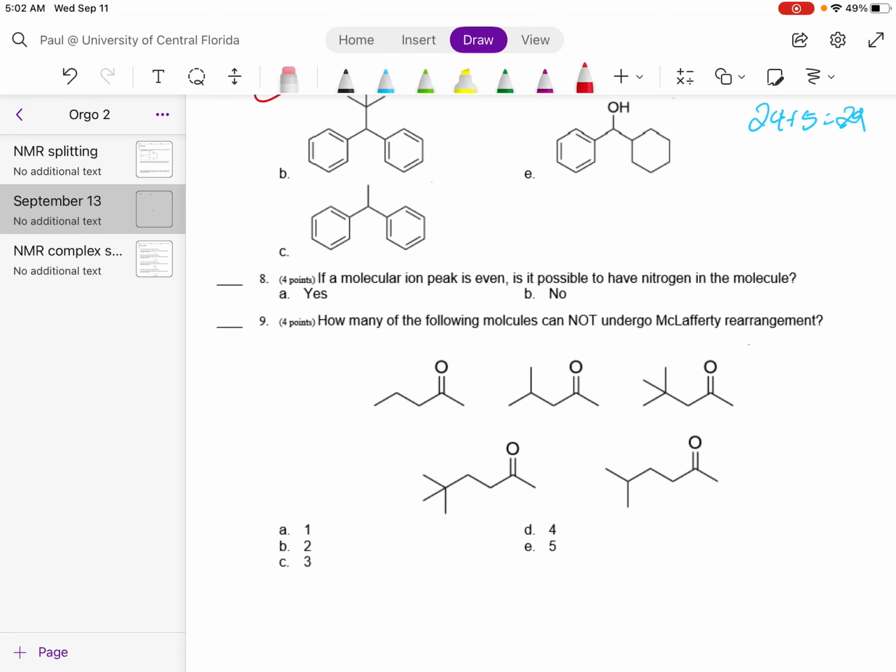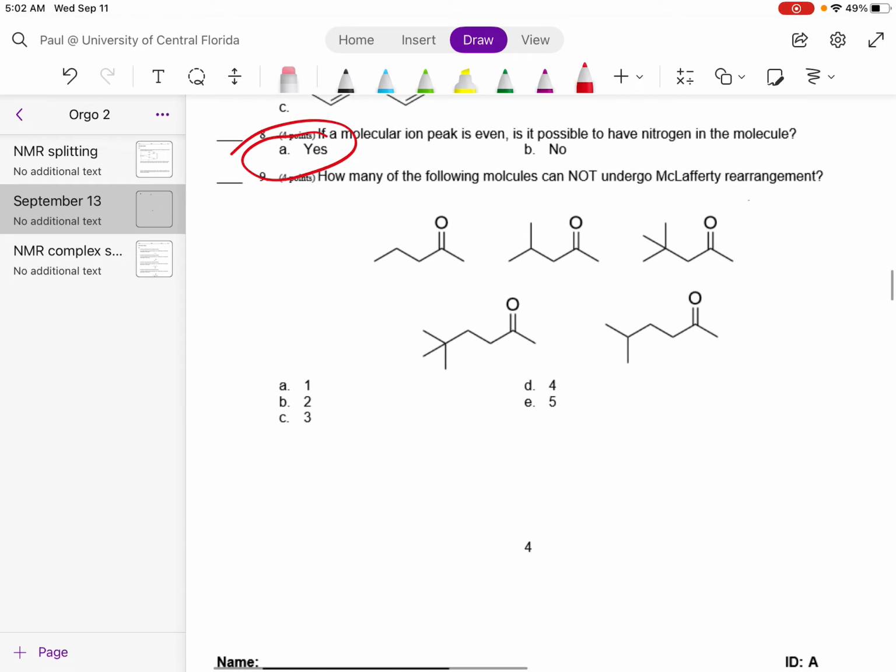If a molecular ion peak is even, is it possible to have a nitrogen in the molecule? Yes, it is. Because if you have an odd number of nitrogens, the molecular ion peak is going to be odd. If you have 2 or an even number of nitrogens, it will be even. But it's also not possible. Well, it is possible. Well, let's just read the question as is. It is possible, but not a guarantee.